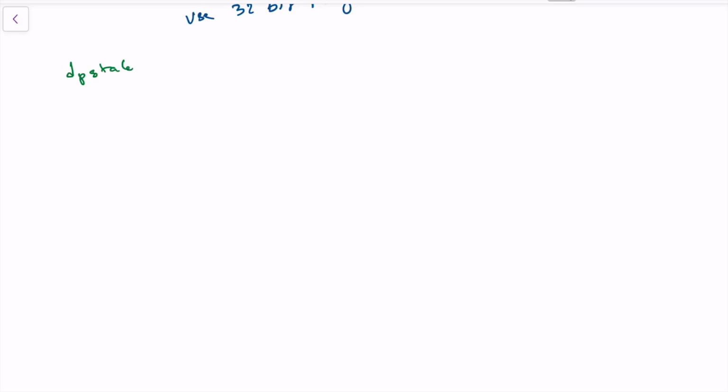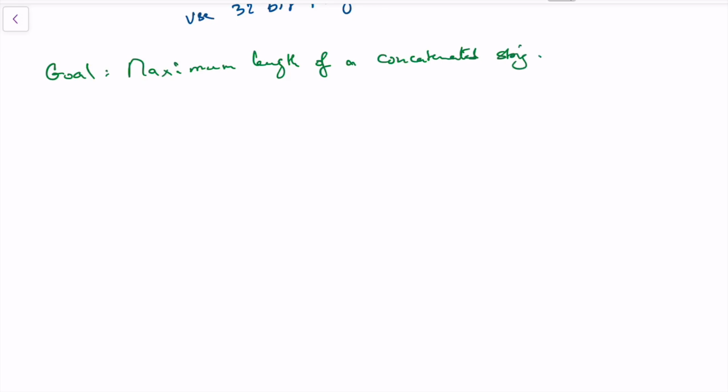And first, before saying the DP state, let's first just look at the goal of the function, right? So the goal is just to return literally what the problem says, the maximum length of a concatenated string with unique characters ending at the last position, right? Because we want it for the entire array.